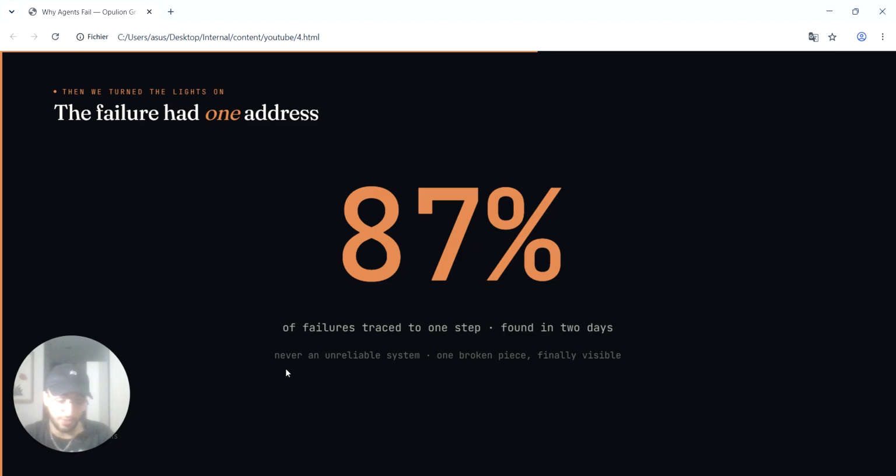And the moral of the story: it was never an unreliable system. It was just one broken piece of the whole system, hiding in plain sight because nobody was watching the middle of what's actually going on before the agent was producing its output. The second we could see that, the mystery just evaporated, and it went from being a random failure to actually finding what caused that failure. So that's the power of visibility. You cannot fix what you cannot see, and almost nobody can see their own agents. So that's the thing that you need to be aware of.